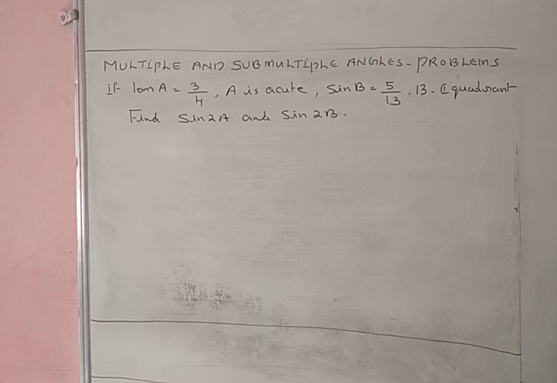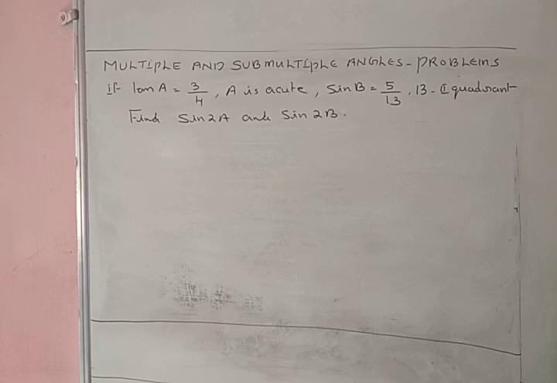Another problem. Tan A is equal to 3 by 4 where A is an acute angle, and sin B is equal to 5 by 13 where B is in the second quadrant. Find sin 2A and sin 2B. We know that the formula for sin 2A is 2 sin A cos A. Sin A is not given, cos A is also not given. Therefore, you have to find sin A and cos A from tan A. Using tan A, you find sin A and cos A.